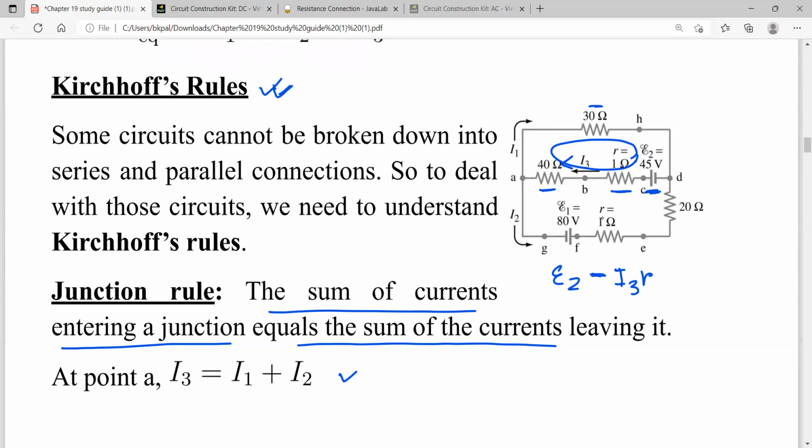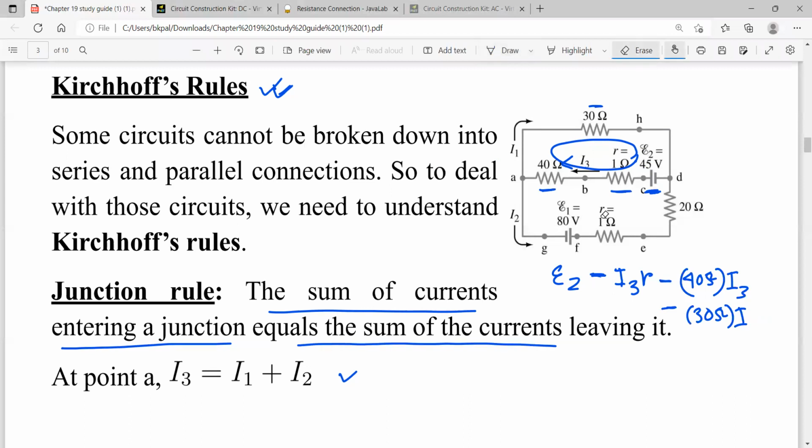And then minus 40 ohm times I3, because the current through the 40 ohm is still I3. Again, I use a negative sign. Then another potential drop will be at the 30 ohm, where the current is I1. So minus 30 ohm times I1, and that is equal to 0. So this is the loop rule.